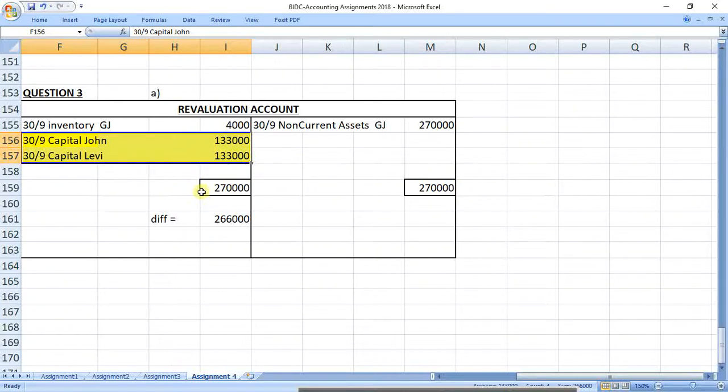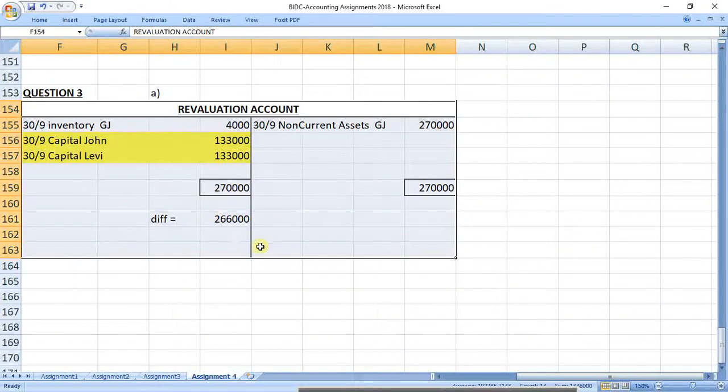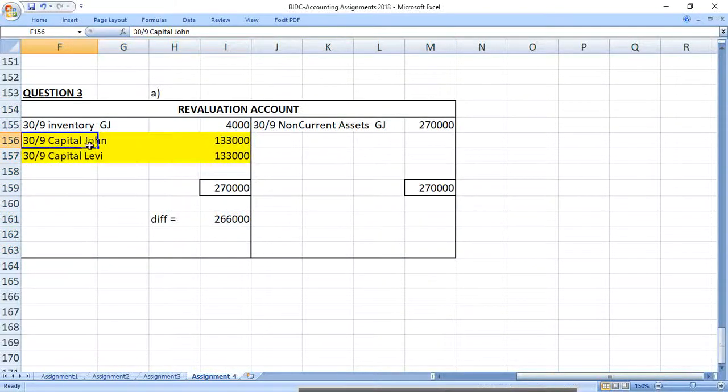That makes sense, because think about this. What does the revaluation do to the assets? It increases the value of the assets. So that means they've got more equity in the business. So if you're debiting this, you're crediting that. Okay, the end. Next bits.